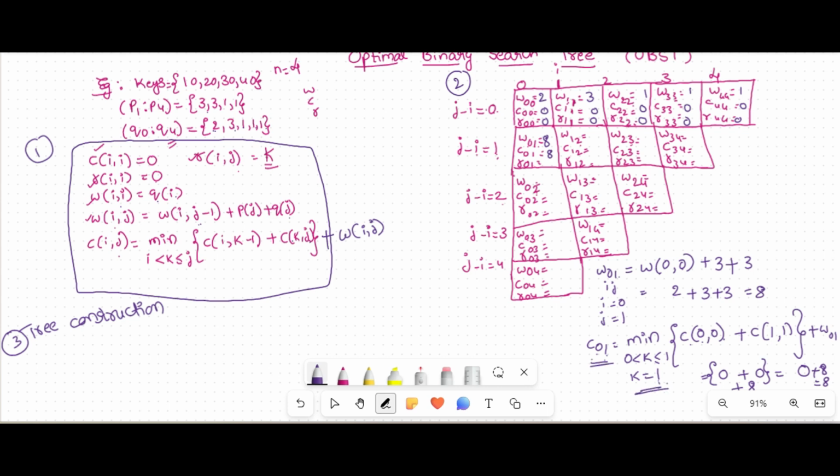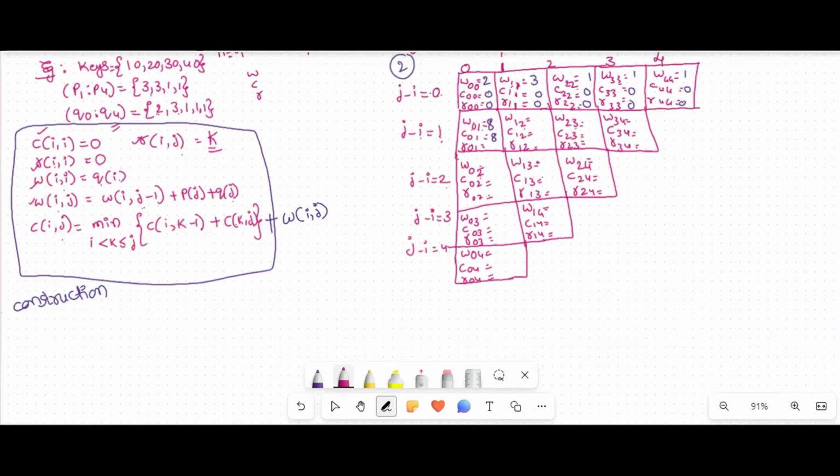So for what value of K have you calculated C01? 1. K equal to 1. So what is R01? If both are not equal, K value is 1. So R01 is 1. Hope you understand, students, how to calculate the 0, 1 values. Okay. So now the next one is, W01 we have calculated now. Next W12. So now we will erase this one. Then we will calculate W12, C12 and R12.